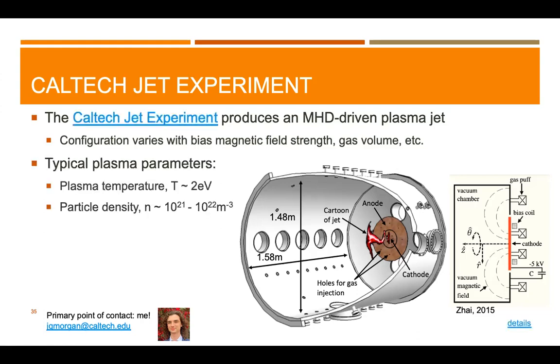That's instantaneous though. The typical plasma parameters you get out of it are roughly 2 electron volts with a density of 10 to the 21 to 10 to the 22 per cubic meter. The relationship between these numbers and astrophysical numbers are actually not captured extremely well by scaling laws, but not a huge deal.